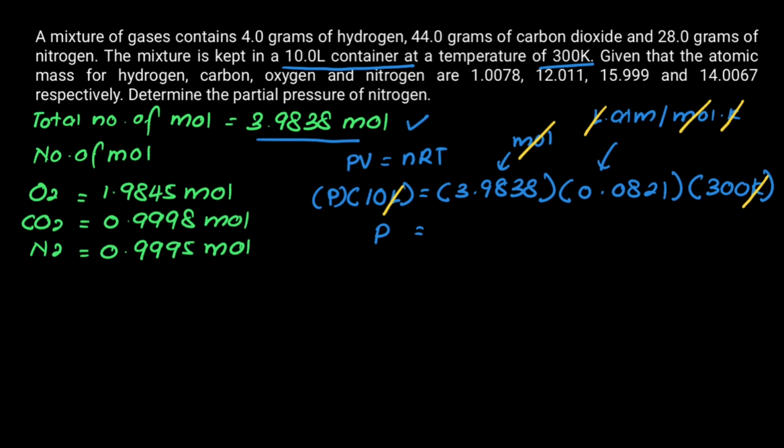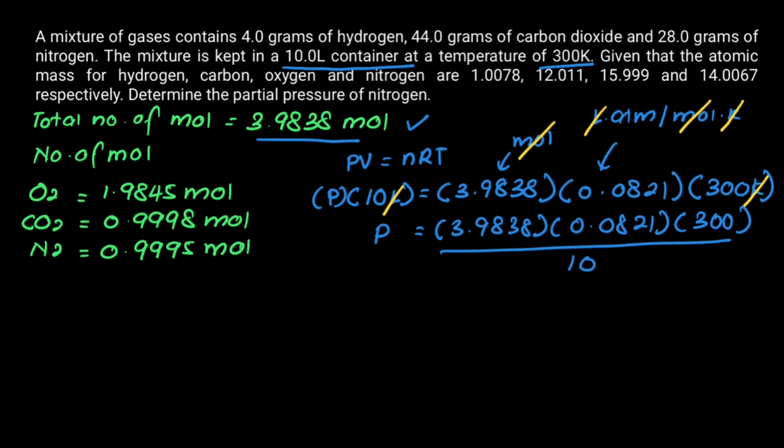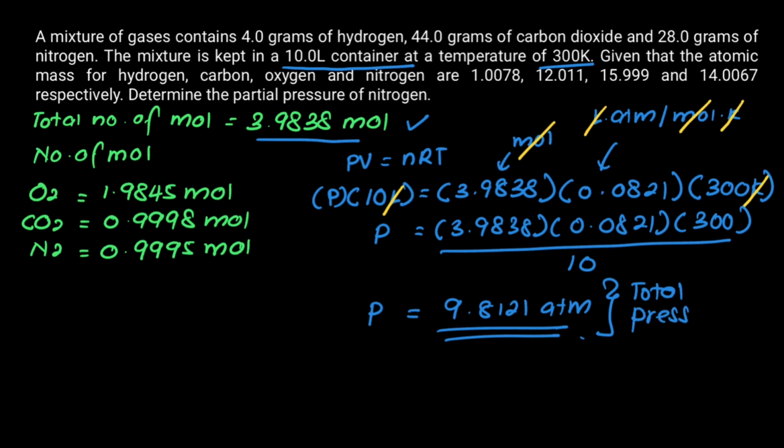Basically, when you plug this into your calculator, you write 3.9838 times 0.0821 times 300, and then divide it by 10, so you will get P equivalent to 9.8121 atm. Right, so this shall be considered as your total pressure, because you're using the number of moles for all of the gases.